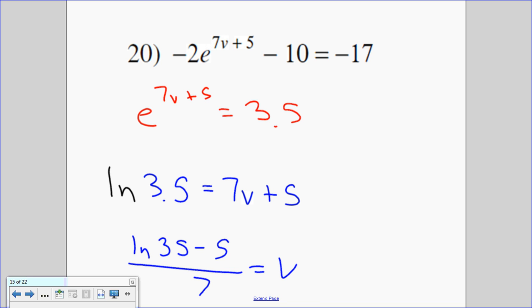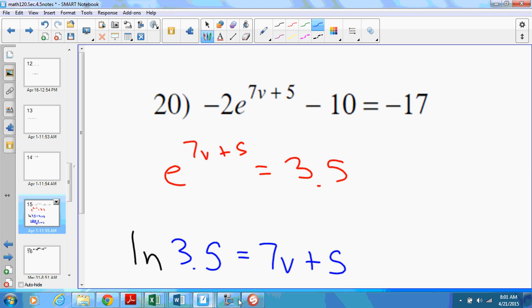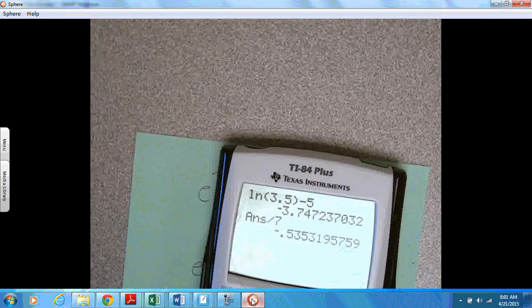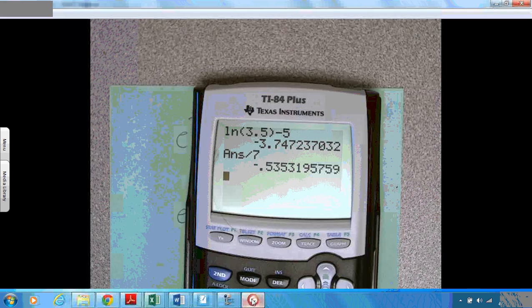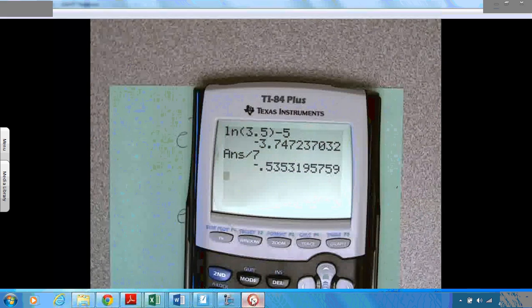So you've got to be careful how you type that in. You might want to put parentheses there. I typically play it safe on these. What I mean is that I'll first do the natural log of 3.5 minus 5, get that number, and then divide that by the denominator, so it doesn't get messed up with your order of operations.